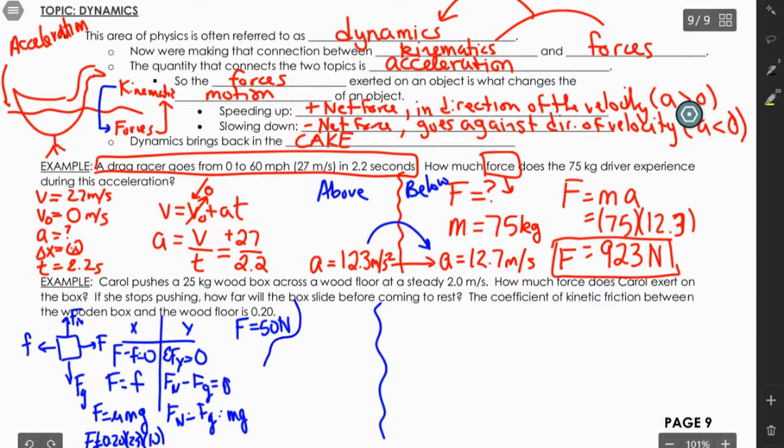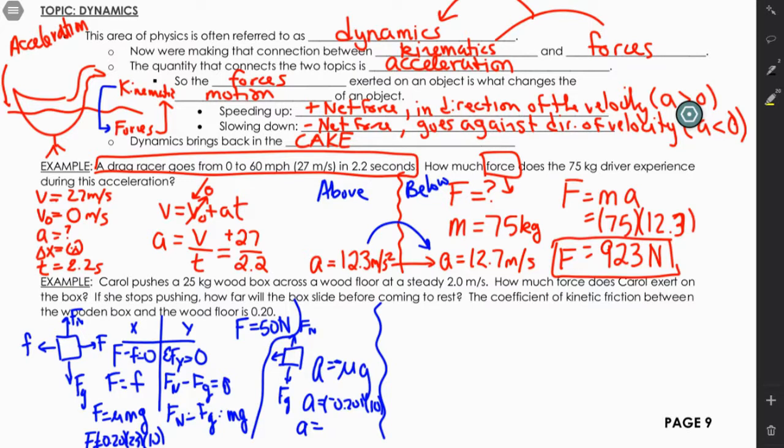The second question is now she releases the box, right? And so now it's a sliding object, and I'm going to do this shortcut. I showed this to you guys in class the other day, where a is negative mu g. And so we're just going to do a equals negative 0.20 times 10. And so it's going to accelerate at a rate of negative 2 meters per second squared.